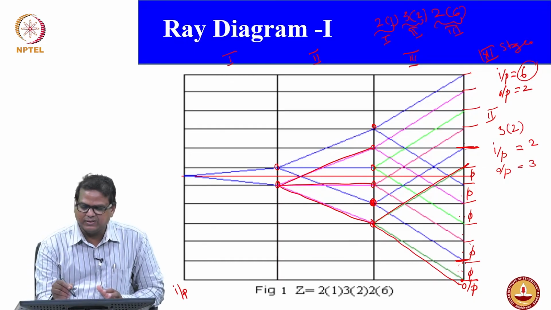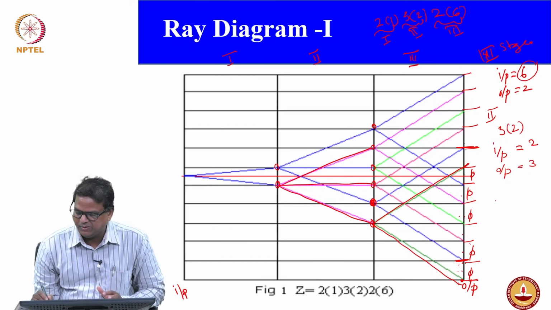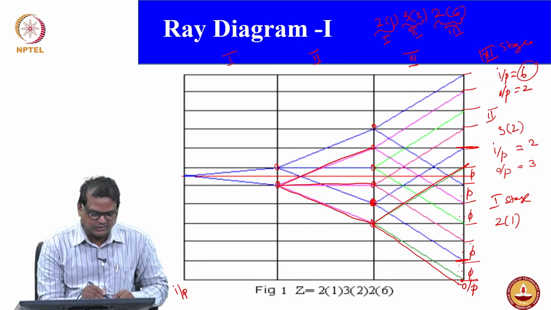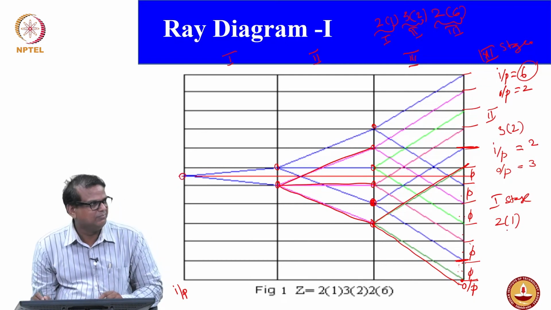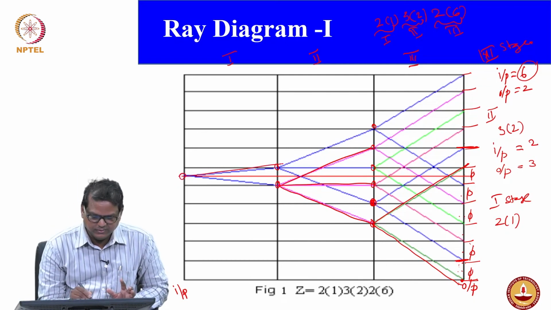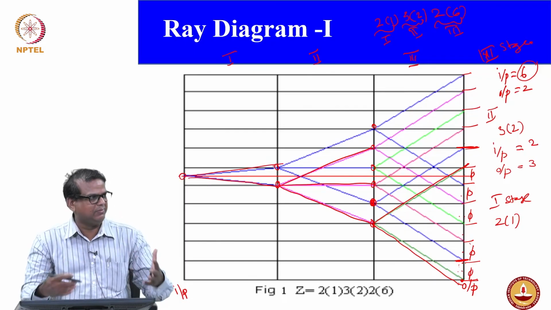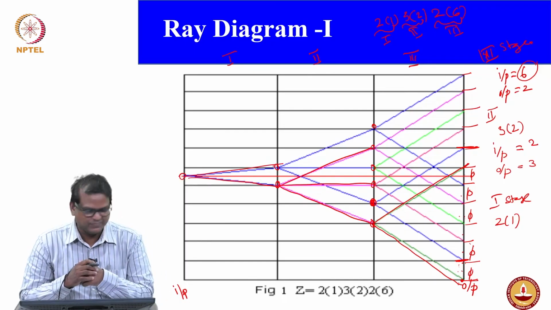Now, finally, the first stage, 2 comma 1. Obviously, one input speed from the motor should give me 2 output speeds, 1 and 2. So, this is the way the ray diagram is constructed.